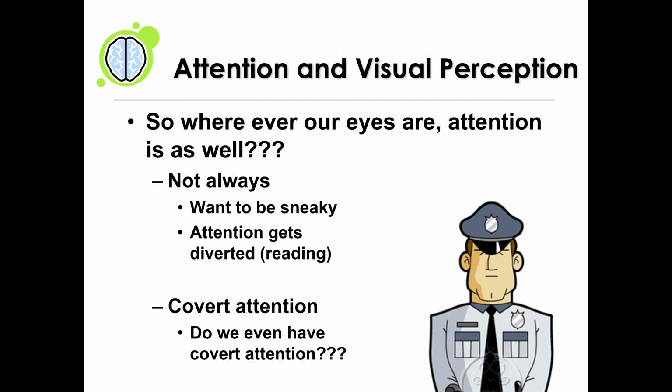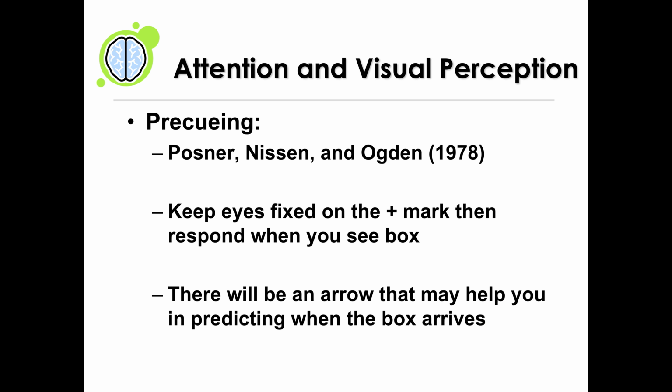So here's some research that looked at this. This is called pre-cueing. I believe there's going to be a CogLab on this. This is cool stuff, but I'm going to give you a little example right off the bat. This was posed by Posner and colleagues in the 70s. What I'm going to have you do is keep your eyes fixated on the X. Okay, it's actually a plus mark.